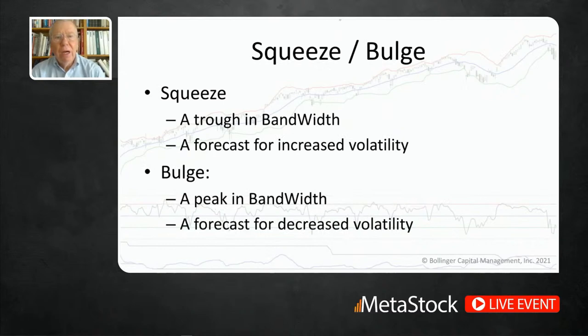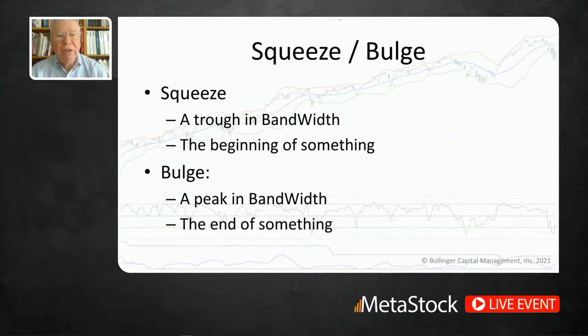So let's talk about some Bollinger Band chart patterns. We talk about the squeeze, which is a trough in bandwidth and a forecast for increased volatility, and a bulge, which is a peak in bandwidth and a forecast for decreased volatility. So another way of saying that, and I think this is a very important concept that you really want to pay attention to, is a squeeze, which is a trough in bandwidth, is the beginning of something. And a bulge, which is the peak in bandwidth, is the end of something. I like to say it this way. A squeeze is where trends are born, and a bulge is where trends go to die.